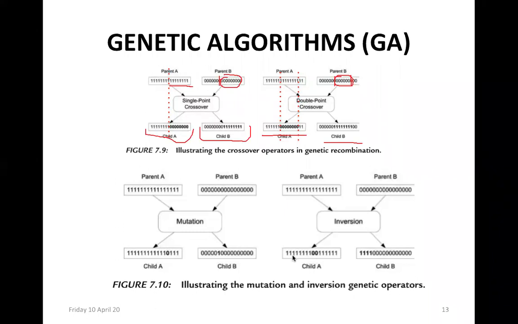You cannot change one bit at position 2 and another at 7 or 9. No, it is not allowed. For example, here for parent B, you are changing the first 4 bits, and these bits are in a sequence, and then you are getting child B. So again, mutation and inversion are very simple as compared to crossover.